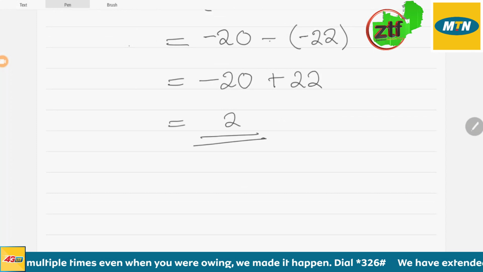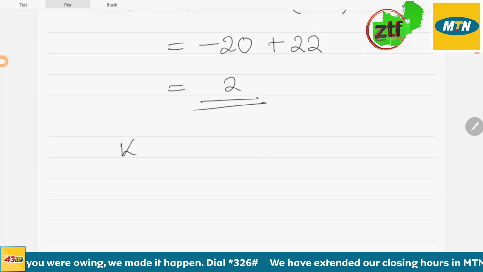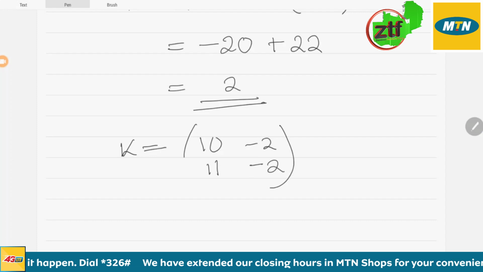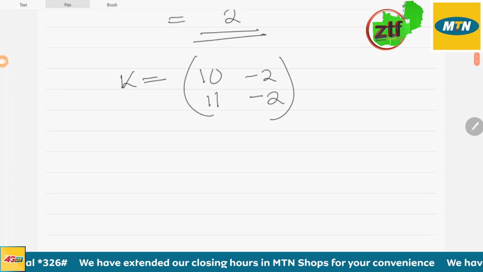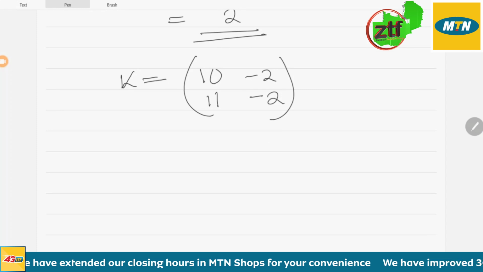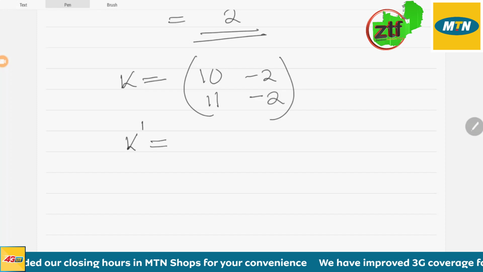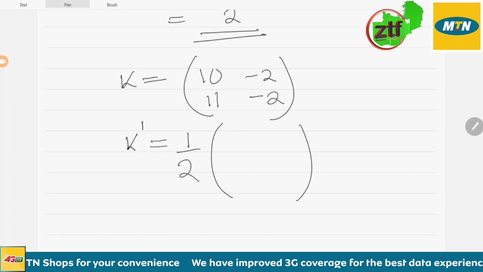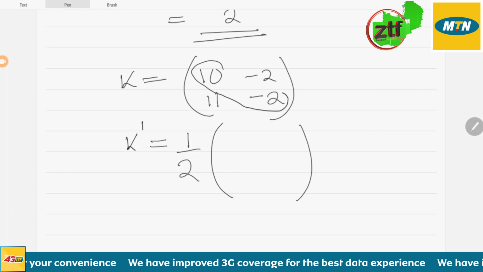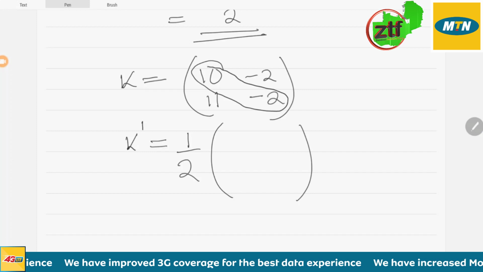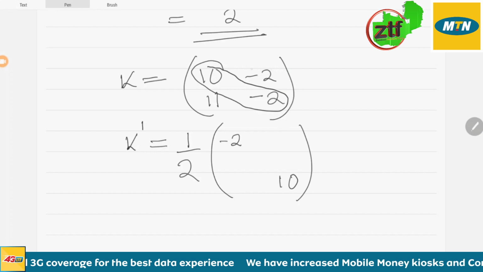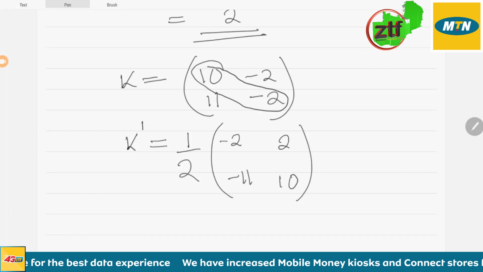Now, we need to look at the inverse of the given matrix, and the matrix given is K equals 10, negative 2, 11, negative 2 as well. We are going to use the determinant that we have already found in the quest to find the inverse of matrix K. So K inverse, as it is denoted, is given by 1 over 2, the determinant of K. But first of all, we have to interchange the elements in the major diagonal. So negative 2 goes there, and 10 comes down. Then we also change the signs here. This one becomes negative 11, and this one becomes 2.